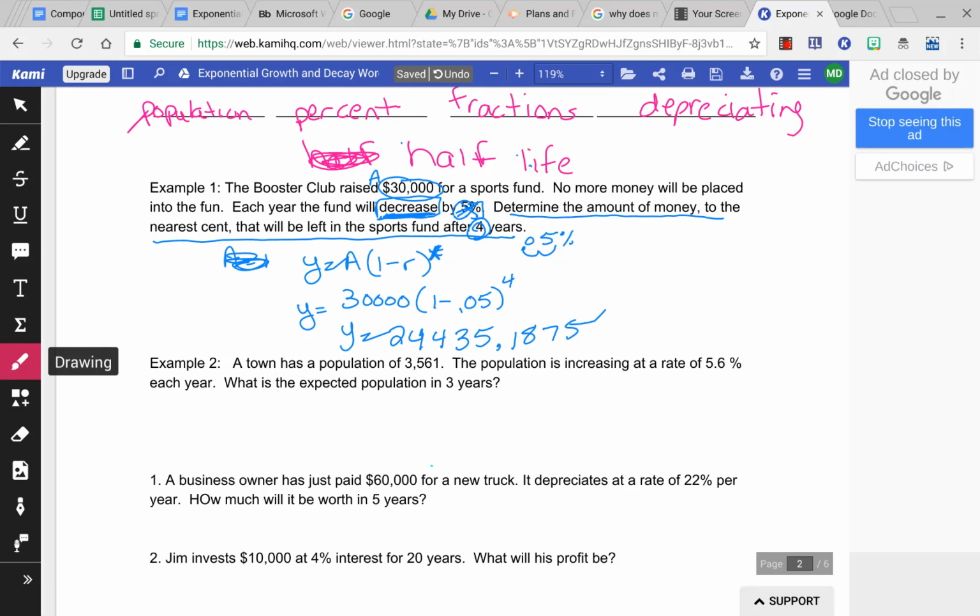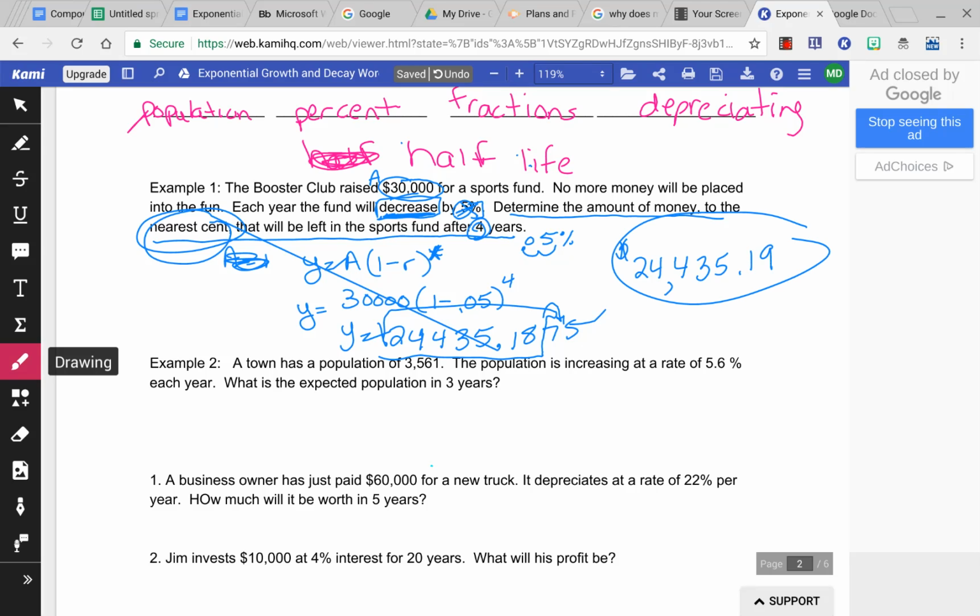Now, it tells me that it wants my answer to the nearest cent. So I know that's the hundredths place. So that's 2 decimal places. So right here's my number. And therefore, I need to go up instead of 18 cents, because the digit behind the 18 is bigger than 5, it's going to go up to 19 cents. So here's my number. That's my answer. It's $24,435.19. Well, that would make sense because I started at $30,000. Now I'm at $24,000. So that's going to be the amount I have left after 4 years.